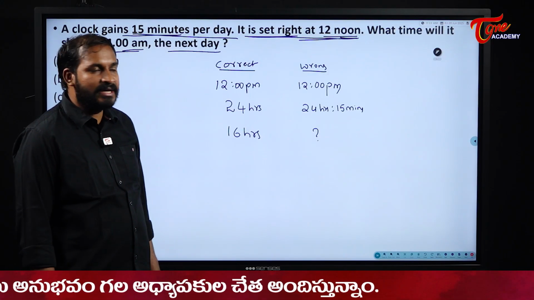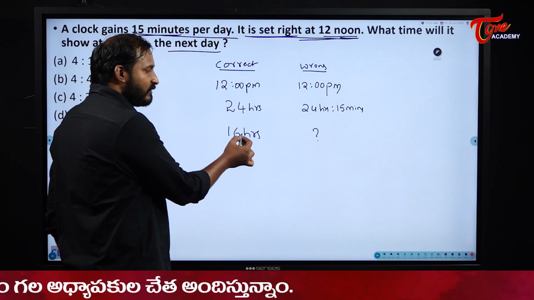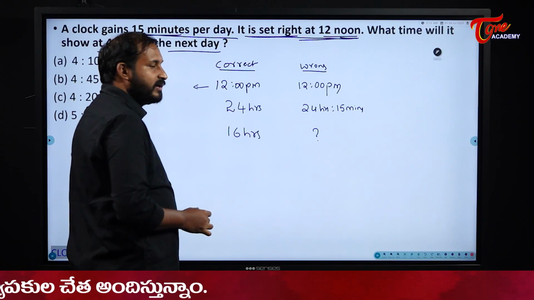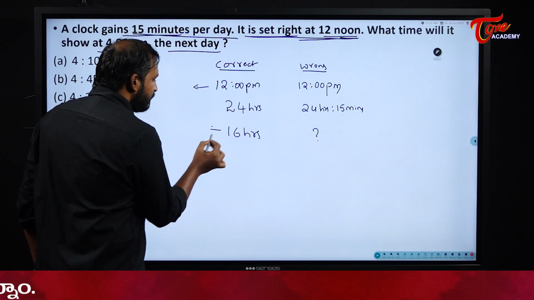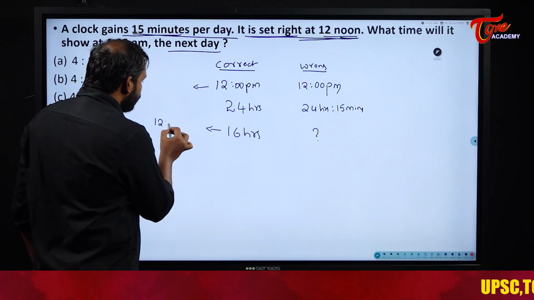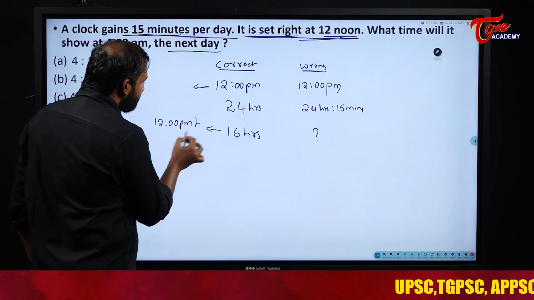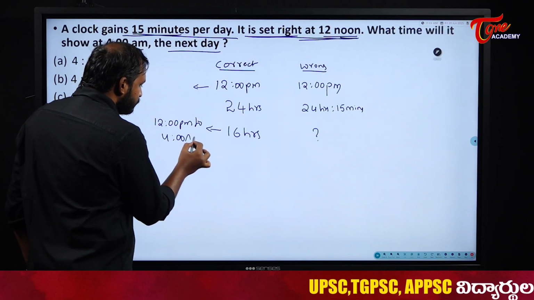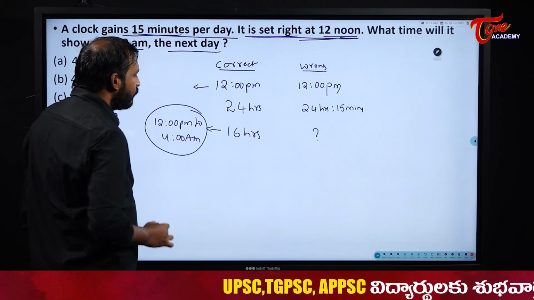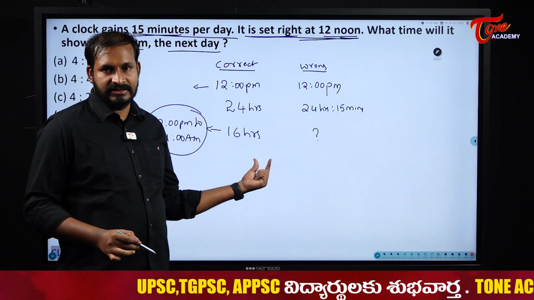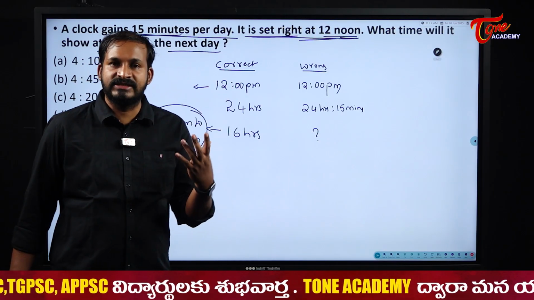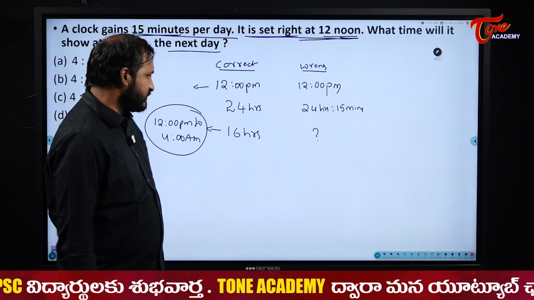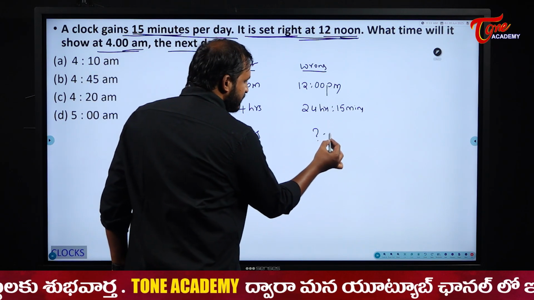What time will have passed in my wrong clock? See how I have written this 12 hours, students. Please be careful. From 12 p.m. to 4 a.m., how many hours? 16 hours. So in the wrong clock, how much time will it show? That is the question for us. Let us assume it has some x hours.